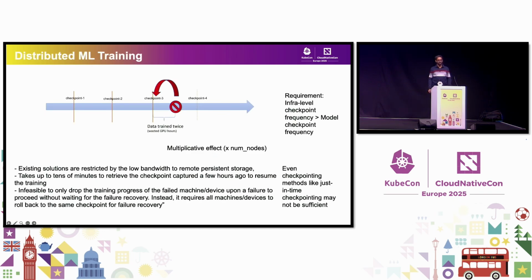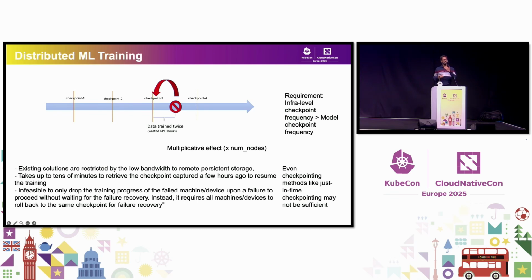Then for distributed ML training, in this time chart, you see checkpoints being done at a regular cadence. This is from a Microsoft research paper, this graph, and they were talking about how to optimize checkpointing from the model layer. So I need to mention that the model checkpointing will still happen even with infra-level checkpointing, because model-level checkpointing is useful for experimentation and if you want to go back to a previous state. So we will be complementing this model-level checkpointing with infra-level checkpointing.